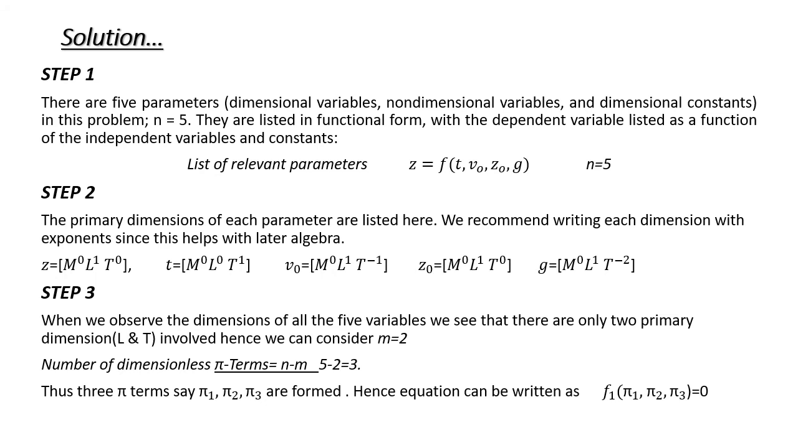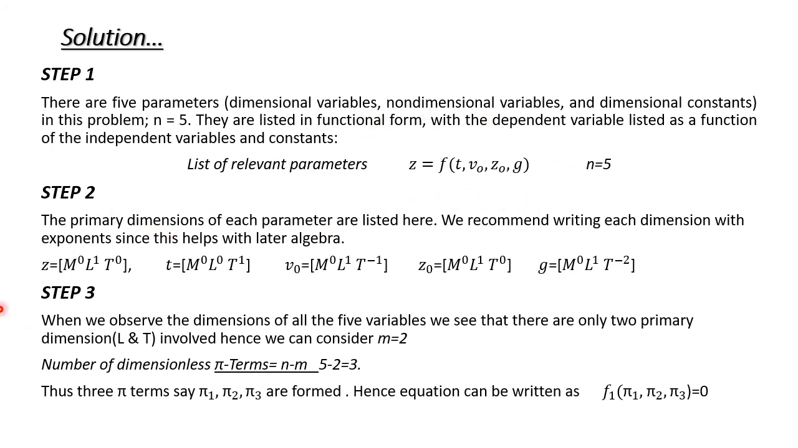Step 1: there are 5 parameters, including dimensional variables, non-dimensional variables, and dimensional constants, in this problem. So z depends on time, initial velocity, initial height, and g. The total number of parameters is 1, 2, 3, 4, 5, so n is equal to 5. Here z is the dependent variable and all these 4 are independent variables. The next step is we need to write the dimensions for all of these.